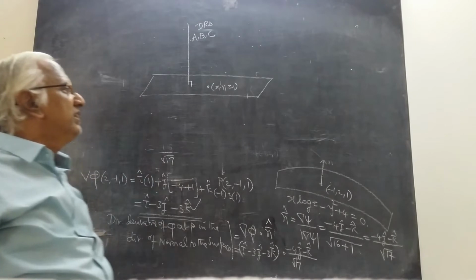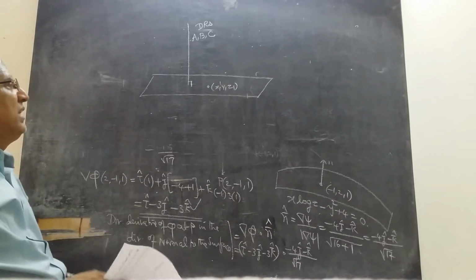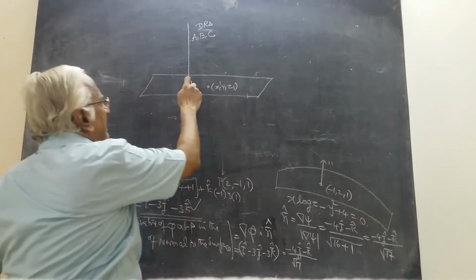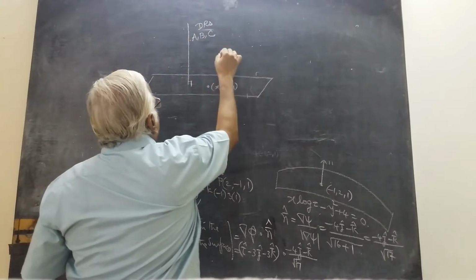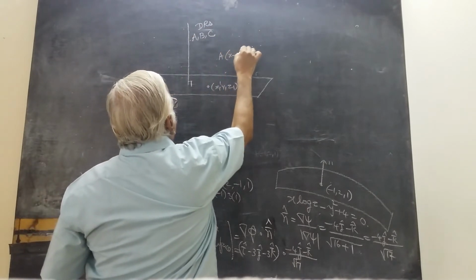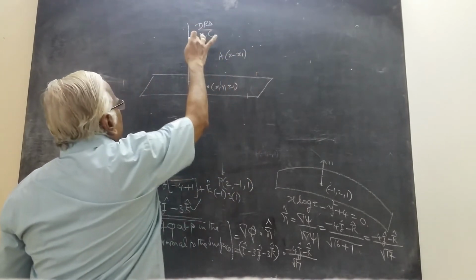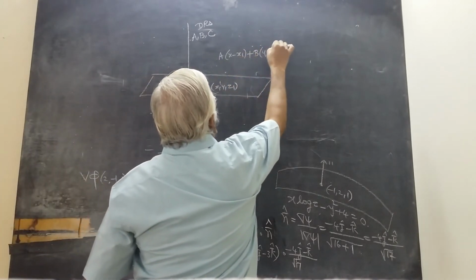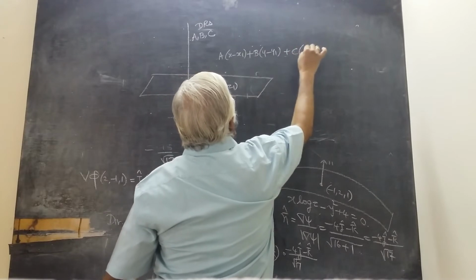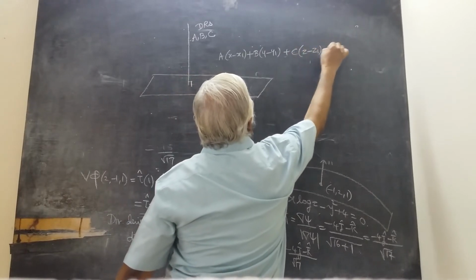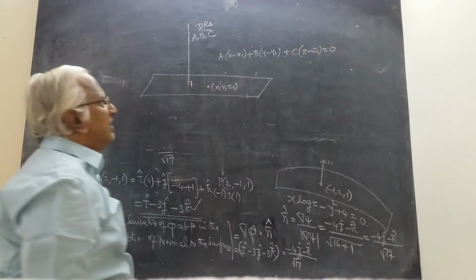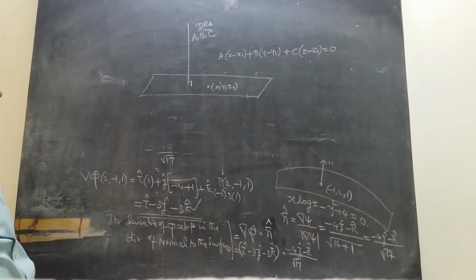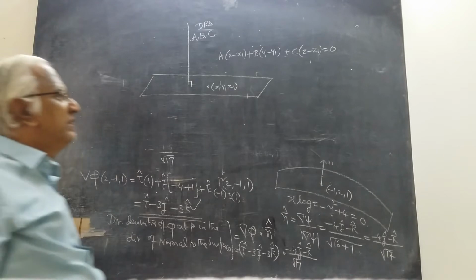X1, Y1, it is a one point formula. What is the equation of this plane? A into x minus x1, B into y minus y1, C into z minus z1. This is the equation of the plane. This is the one point formula, the equation of the plane.